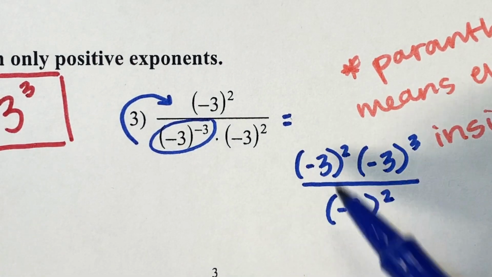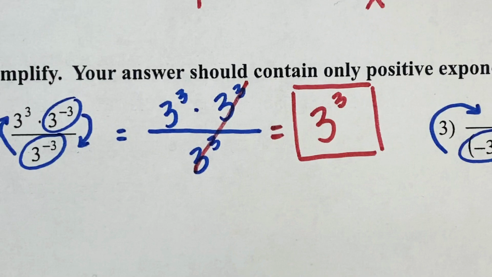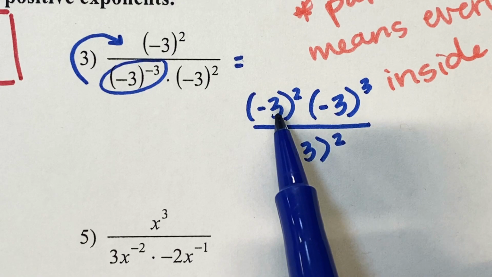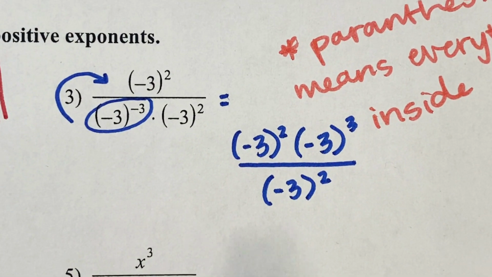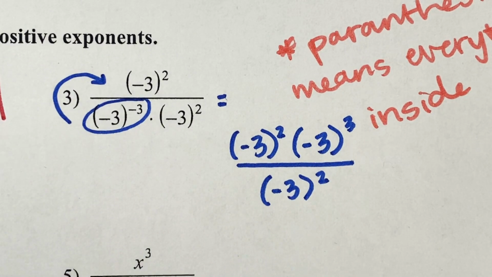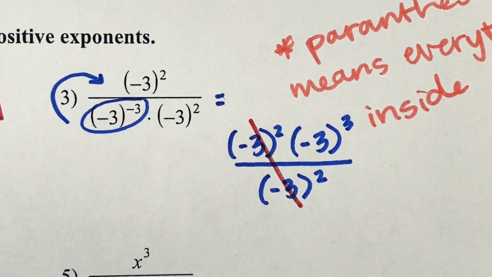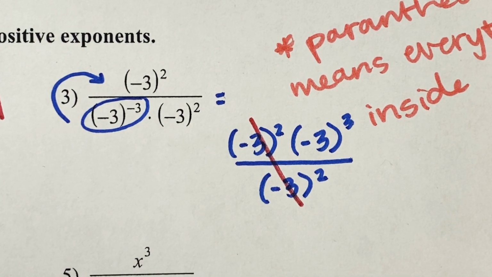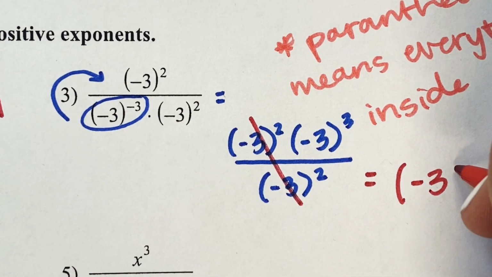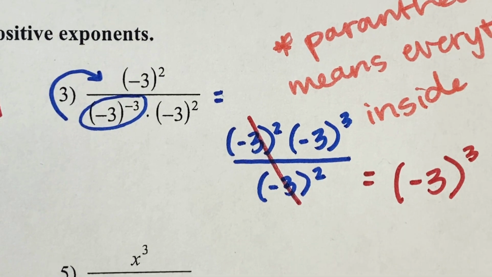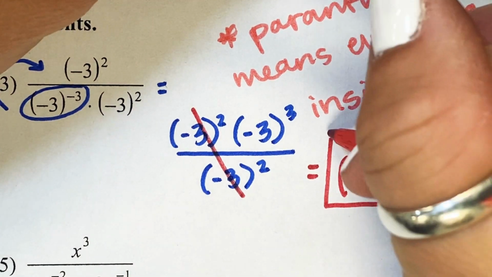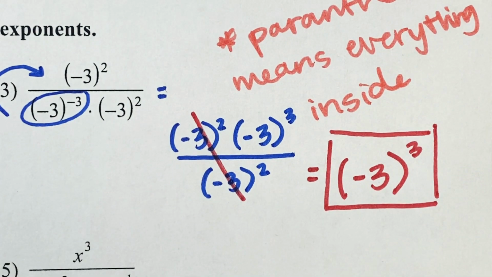Do you guys see anything in number 3? See the same thing that we did in number 2. What can happen when you have something exactly over itself? I see a -3 squared over -3 squared. It can cancel. So the only thing that's left, our answer on top. We don't have to write the denominator because there's nothing left on bottom. So our answer is -3 cubed. Perfect.